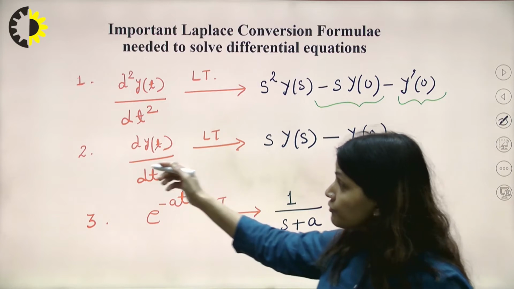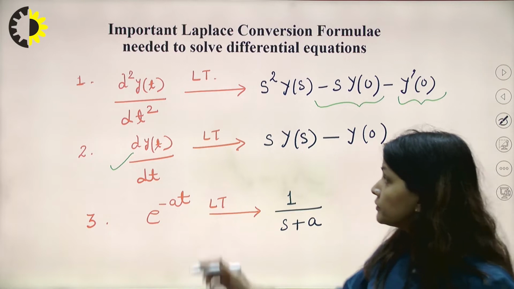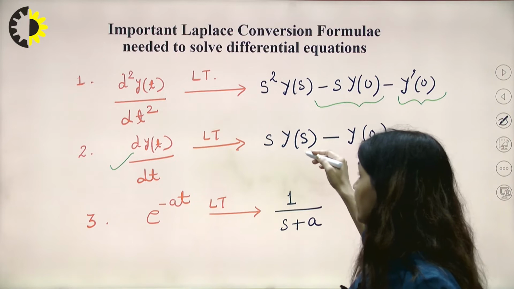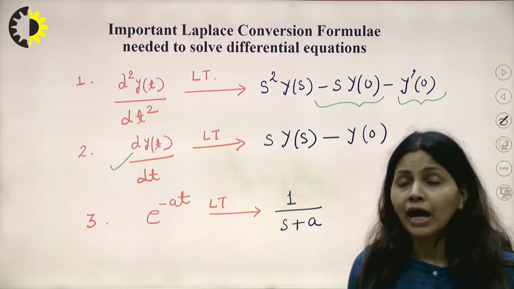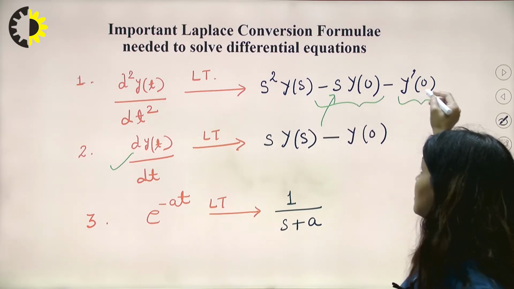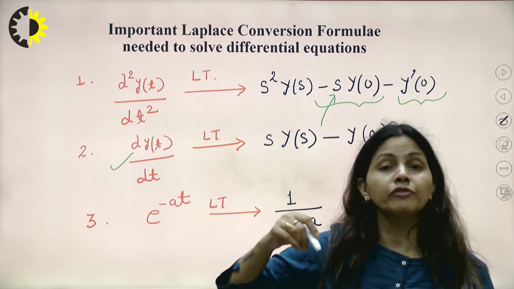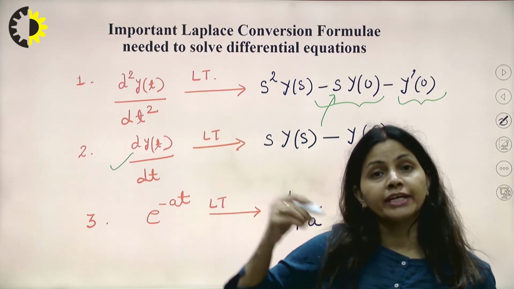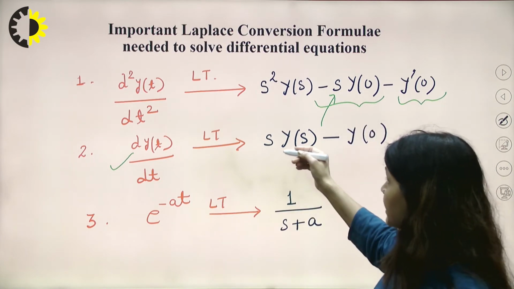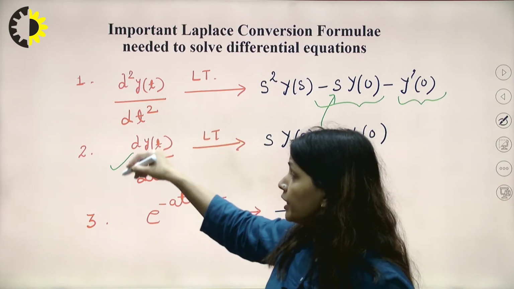Similarly for the first order, let's say this is the first order differential equation, and that will be the Laplace transform. This is the formula which I am telling you. That will be sY(s) minus y(0), and we can note down here that s is being multiplied to y(0) whenever we are given two initial conditions, one for y(0) and one for y dash (0). So we will be multiplying s to y(0) and so on. So this sY(s) minus y(0) will be the Laplace transform of dy(t) upon dt.